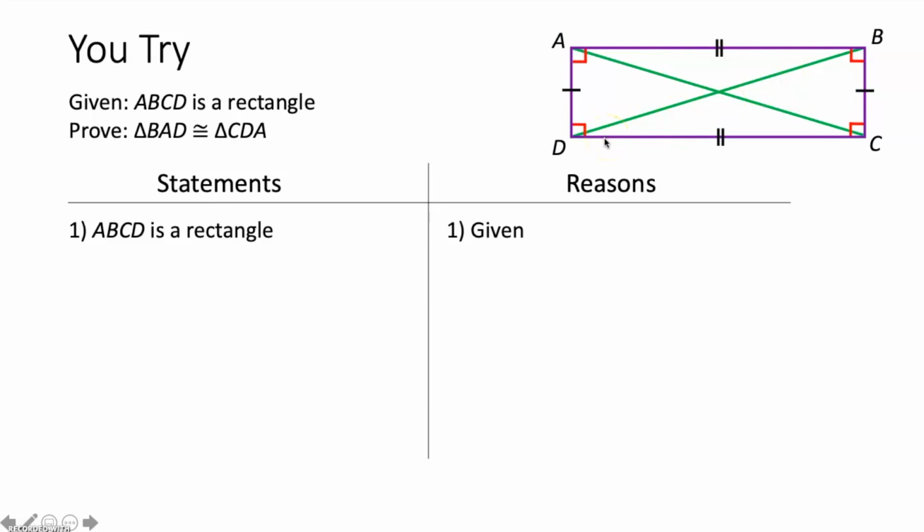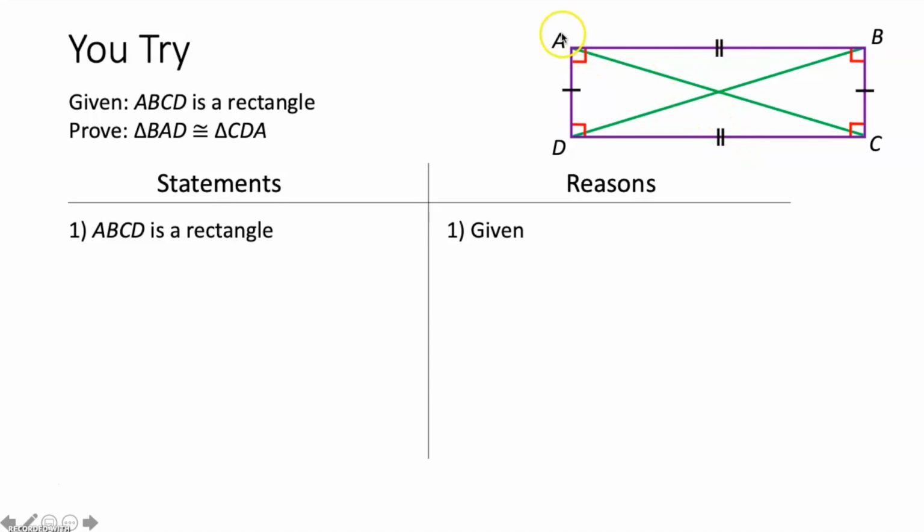Well, with that information, I can prove this triangle, triangle BAD, congruent to this triangle, triangle CDA right here. I can prove them congruent two separate ways. One would be the side-angle-side congruence postulate, and one would be the side-side-side congruence postulate. So I'm actually going to do it with the side-side-side congruence postulate. So how does that work? Well, I know that because this is a rectangle, I want to show that these two opposite sides are congruent to each other. So how do I do that?